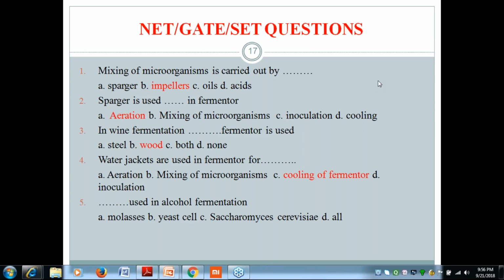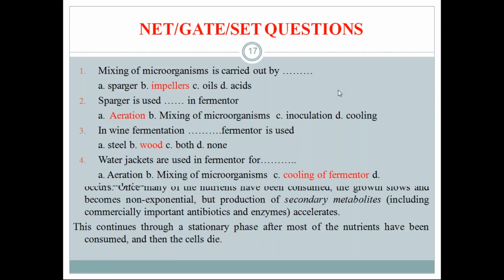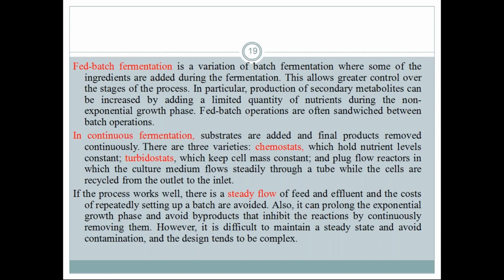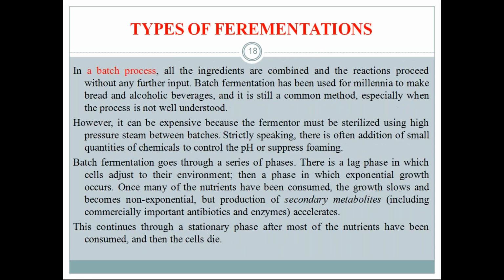Next slide. Now types of fermentation. There are three main types of fermentation: batch process, fed batch fermentation, and continuous fermentation. See the first: what is a batch fermentation procedure? In a batch process, only one batch is used for the production of the product. For example, in the lab, what are we doing?